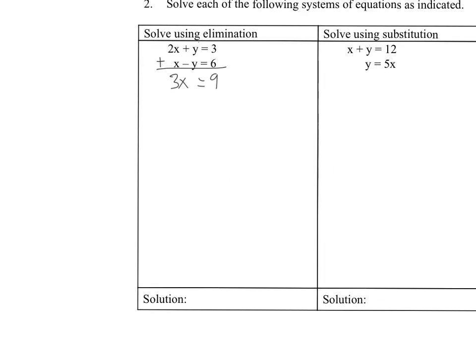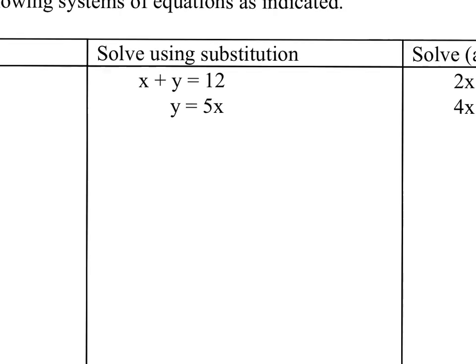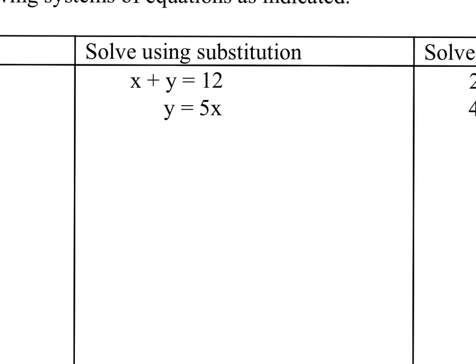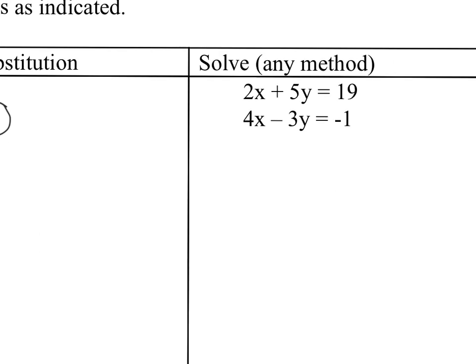All right. Next will be substitution. This one's pretty simple. If you say x plus y is equal to 12, but I know y is equal to 5x, I can literally just substitute this in for y. So instead of writing y, you'd write 5x. So you would say x plus 5x equals 12 and solve it that way. Pretty simple.